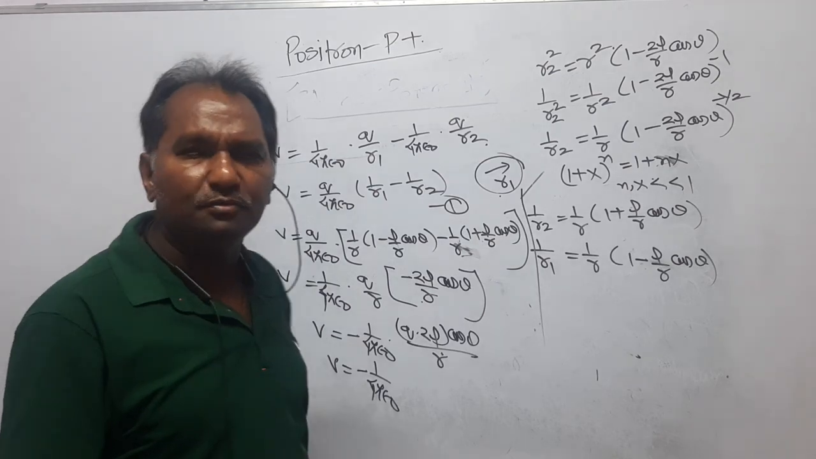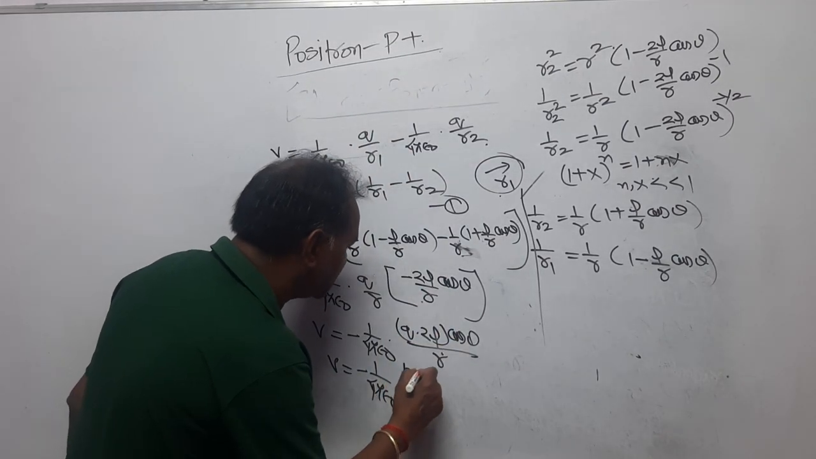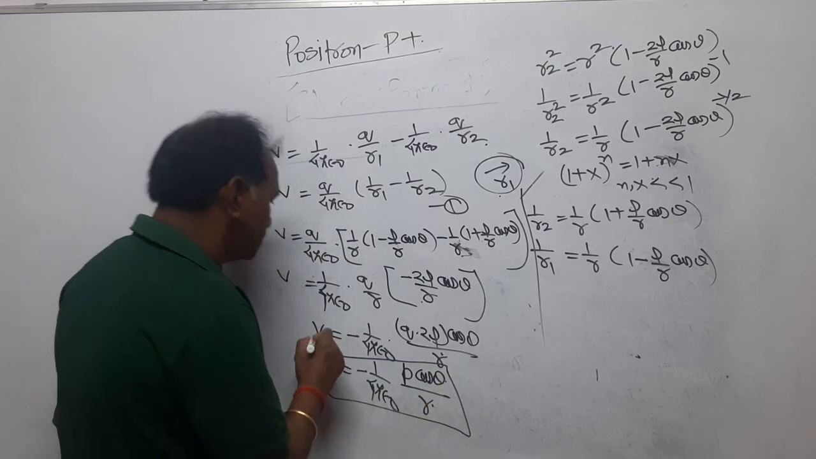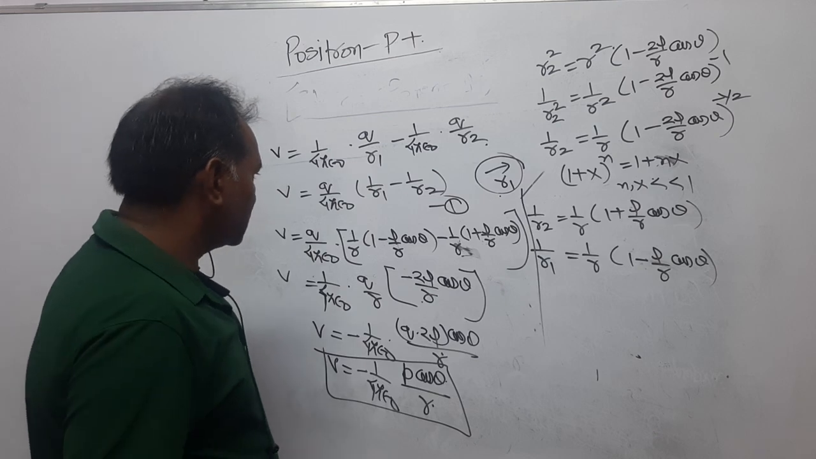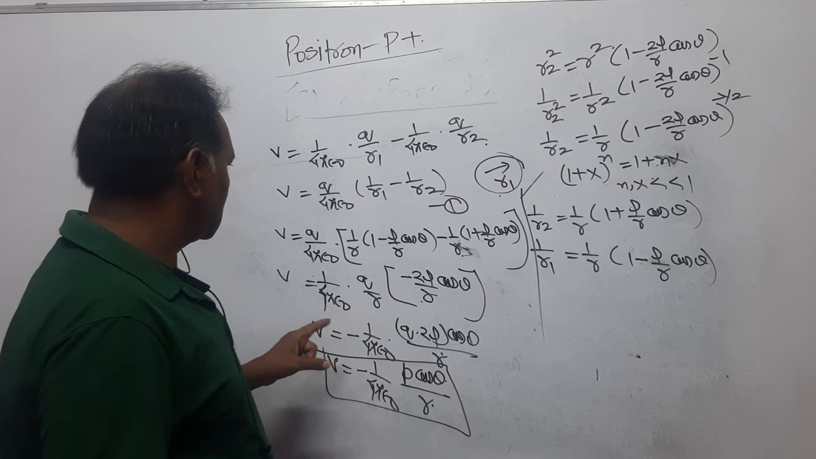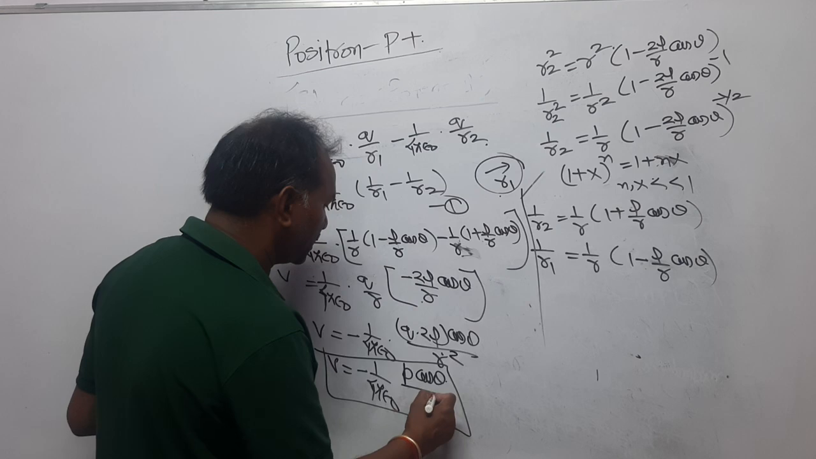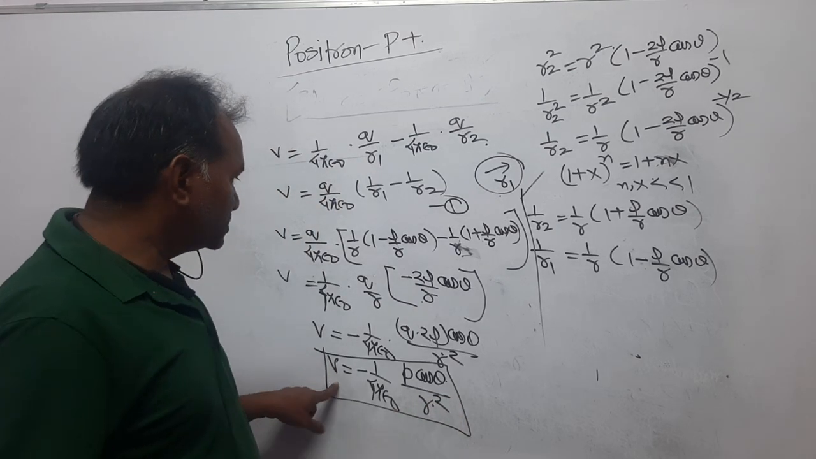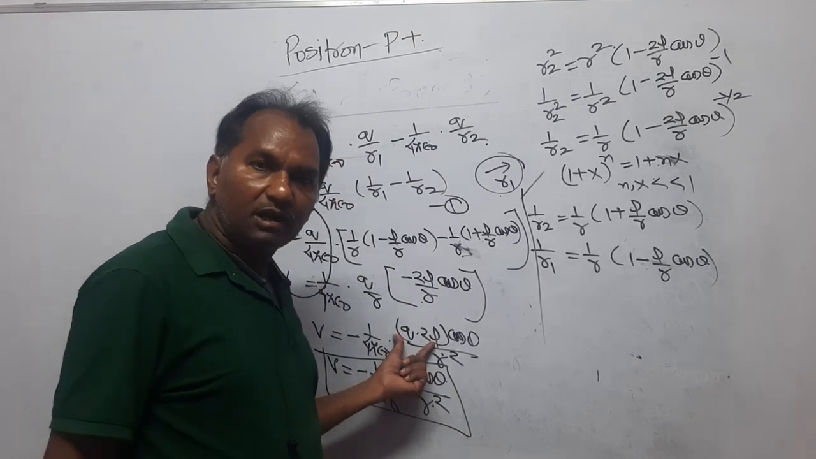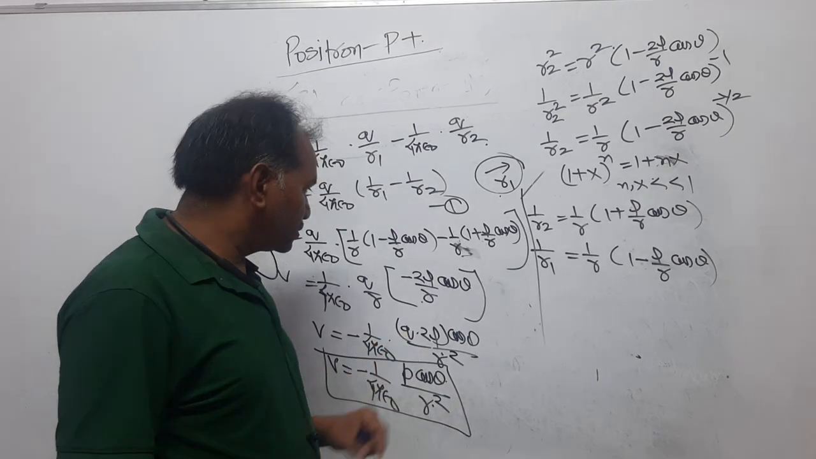Now Q into 2L is what? Q into 2L is the electric dipole moment that is expressed by P. It is P cos theta upon R. V is equal to minus 1 upon 4 pi epsilon naught. This R and R will be multiplied, so it will be R square, sorry. So V is equal to minus 1 upon 4 pi epsilon naught P cos theta upon R square. I have expressed Q into 2L by P, electric dipole moment. P is equal to Q into 2L.